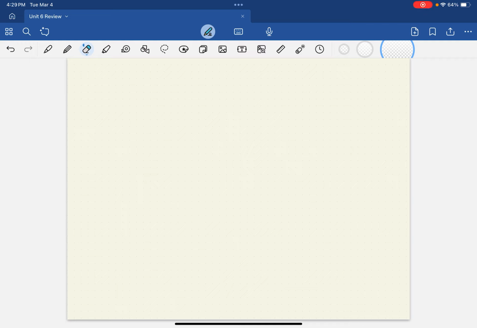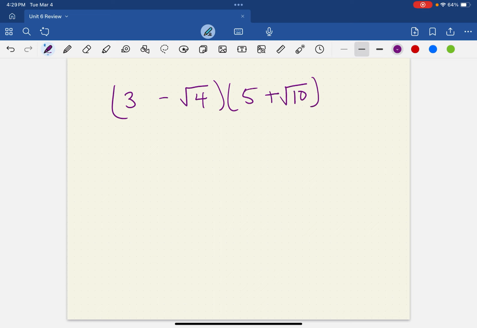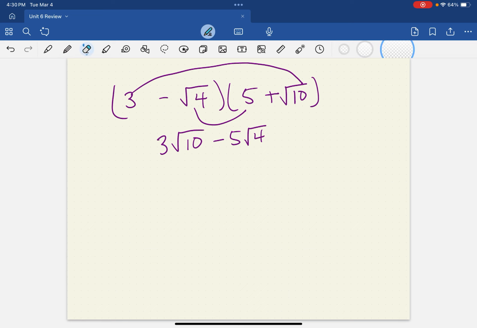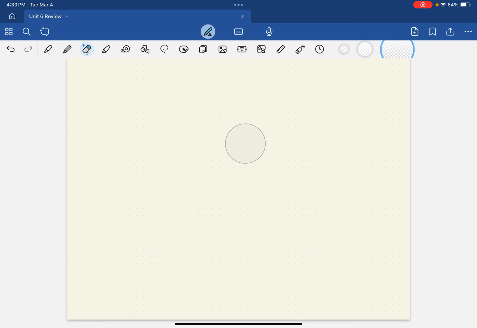Okay, and then something that I'm not seeing on the review that I want to make sure you go over is make sure if you are multiplying 4 and like 5 plus square root 10. If you're multiplying like these right here, that would be 3 square root 10. And this is just a problem I thought off the top of my head. It's not a problem on the thing. Okay, so you would just put them next to each other. Okay, go ahead and look at your notes if you need more practice with that.